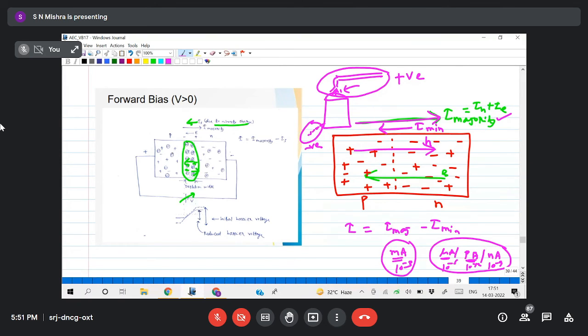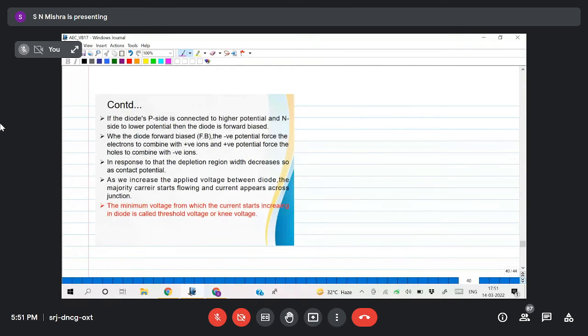So this is all what we have discussed: no bias and forward bias condition. Then we'll move to reverse bias condition. Whatever we have discussed, everything is written here. If the diode is P type, P side is connected to higher potential, N side is connected to lower potential, then diode is forward biased. In the forward bias condition, negative potential forces the electron to move and combine with positive ion, and positive potential forces the holes to combine with negative ions. In response to that, depletion region decreases, so does the contact potential.